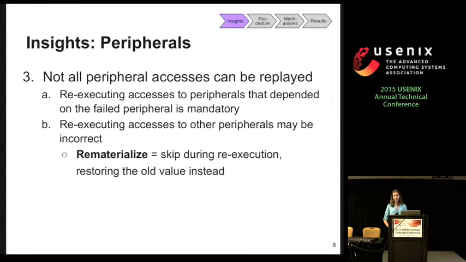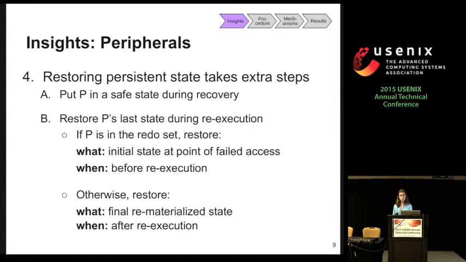Third, not all peripheral accesses can be replayed. In the case of accesses that depended on the failed peripheral, it's necessary to re-execute. But in the case of accesses that did not depend on the failed peripheral, in many cases it's actually incorrect to re-execute. And so in that case, we want to instead rematerialize, which we define as skipping during re-execution and instead just reinstating the old return value of the peripheral access function call. So at the beginning of redo mode, USENIX actually partitions all the peripherals into two different sets, a set of peripherals to redo and a set of peripherals to rematerialize based on these dependencies.